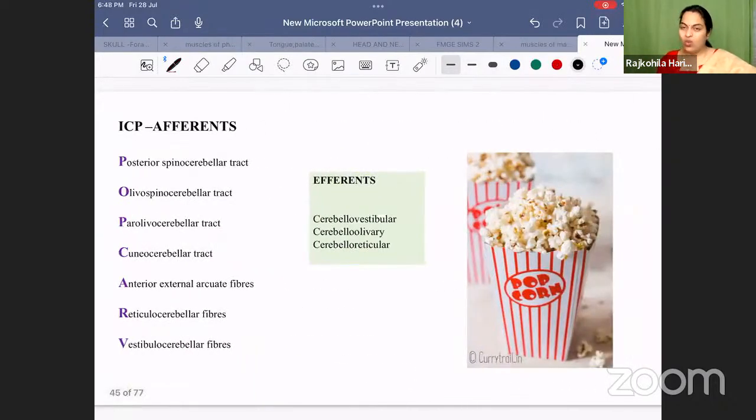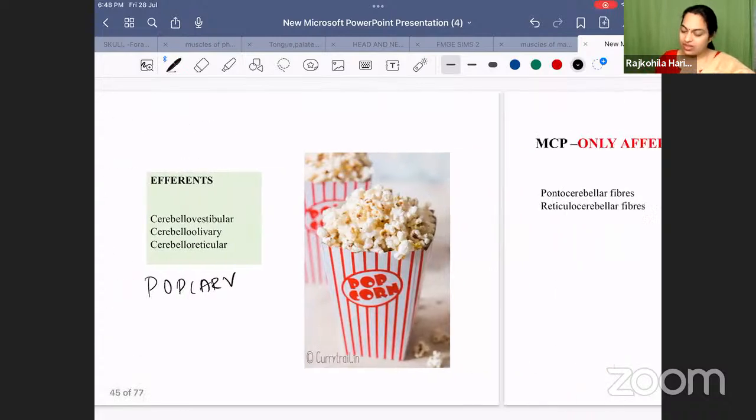Now, you can just take a screenshot of it. It's an easy mnemonic to remember the afferents passing through the inferior cerebellar peduncle. Normally we call it popcorn. I just put it as pop car. Of these you have to remember posterior spinocerebellar. Others, you can just make a note of it.